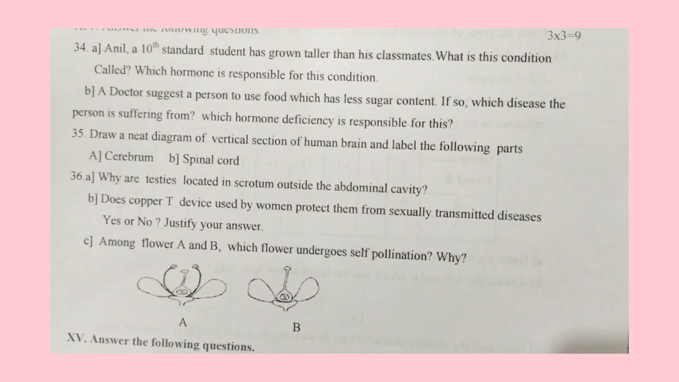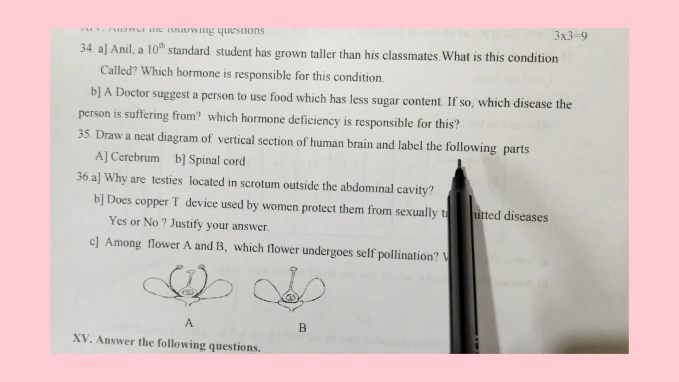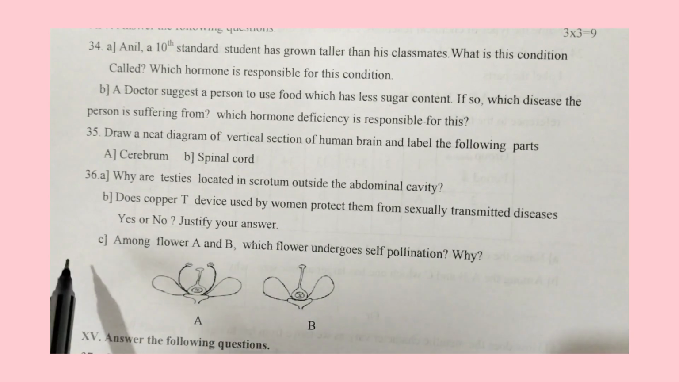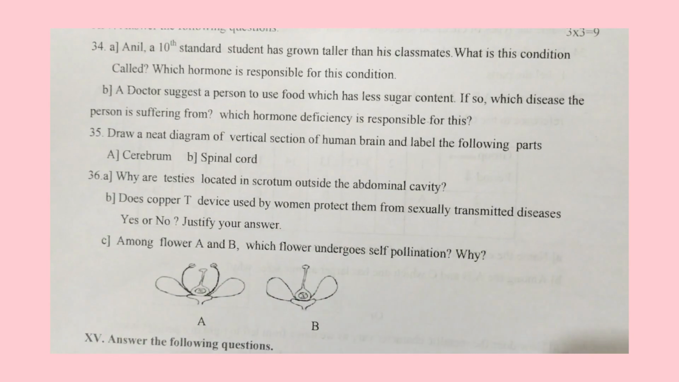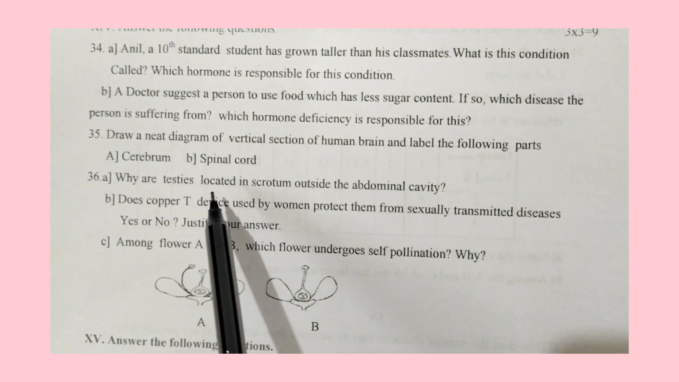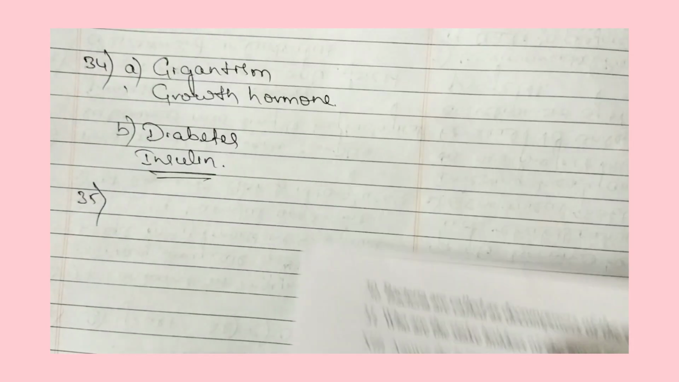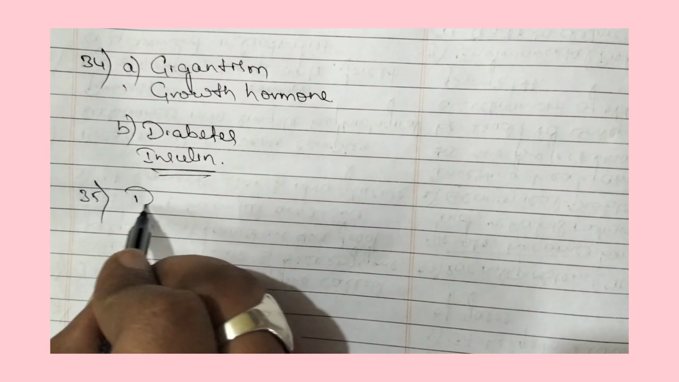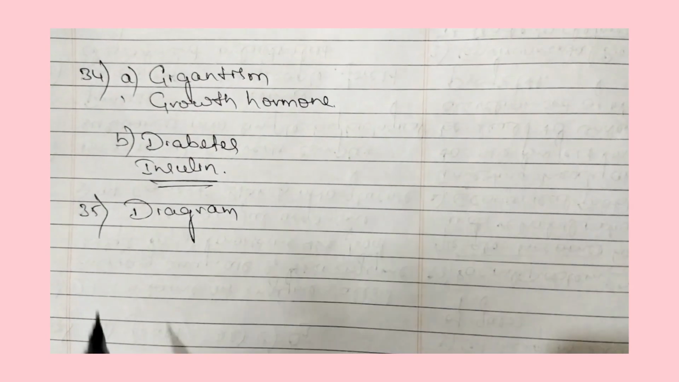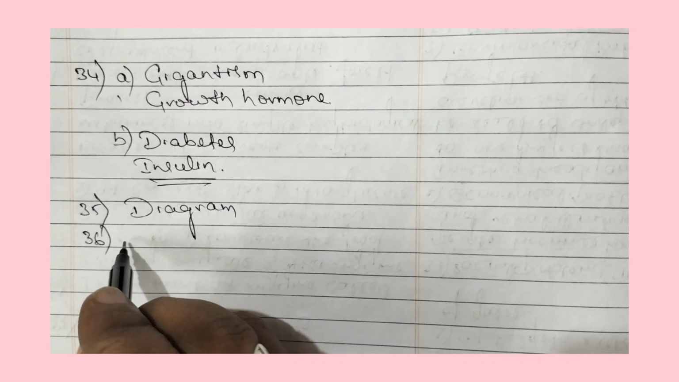The 35th question is a diagram question. Draw a neat diagram of vertical section of human brain and label the following parts: cerebrum and spinal cord. 36th, three questions are there. Let us answer all the three questions. Why are testes located in scrotum outside the abdominal cavity? The 35th is a diagram question. Now let us move for 36th.